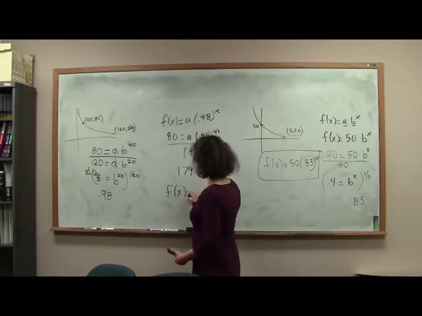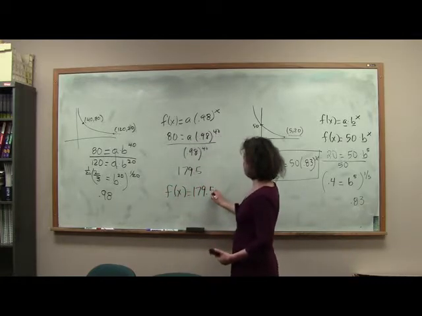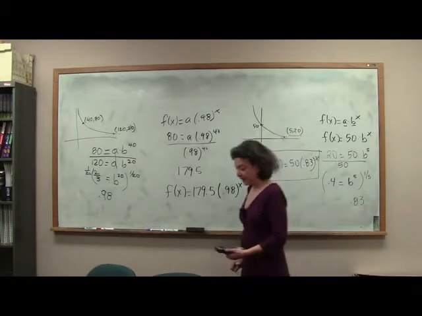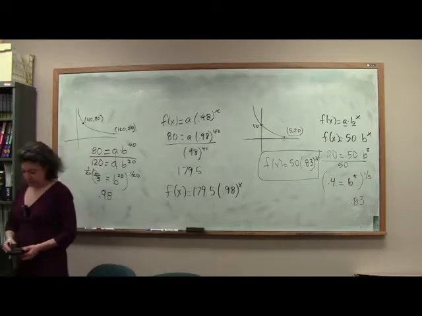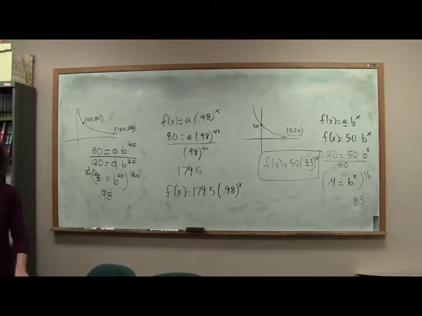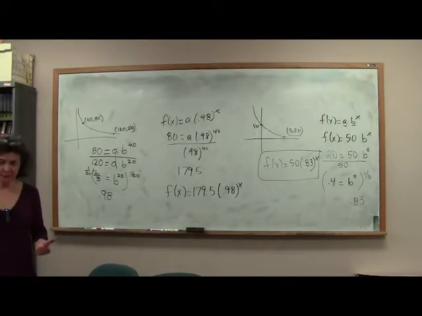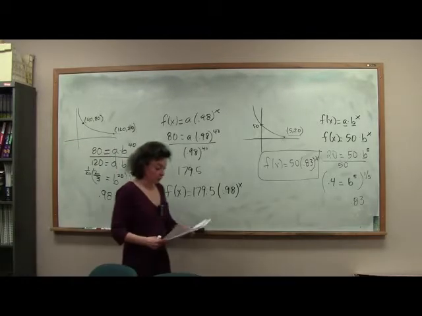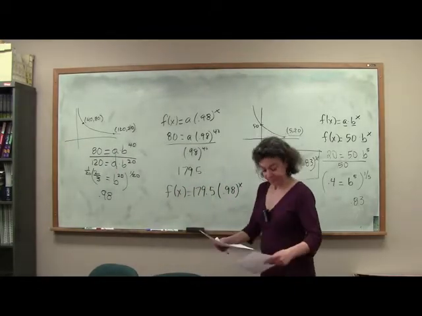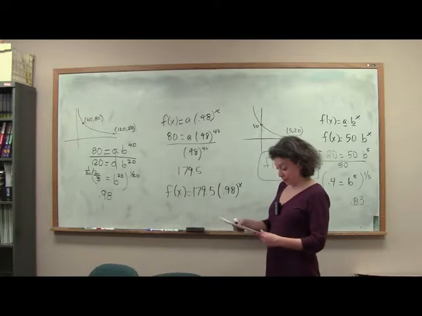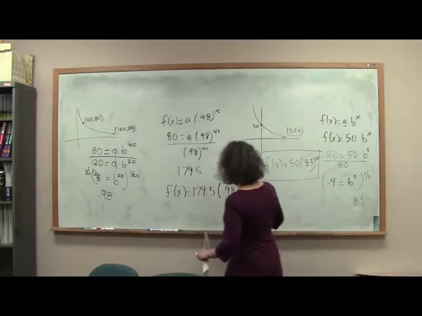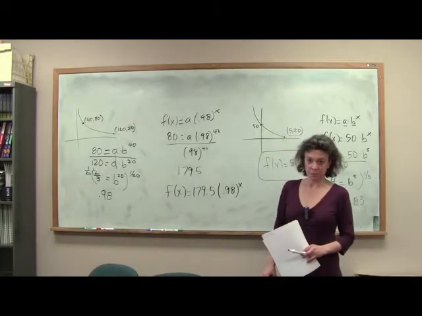So my function is 179.5 times 0.98 to the power of x. And if you're rounding to a different number of decimal places than I am, don't worry. Your homework will always specify how many decimal places to round to, and I will do the same on any test or quiz. Well, yes. All right, let's do a couple more, okay? We're going to do one more involving a graph and then one more involving a word problem.